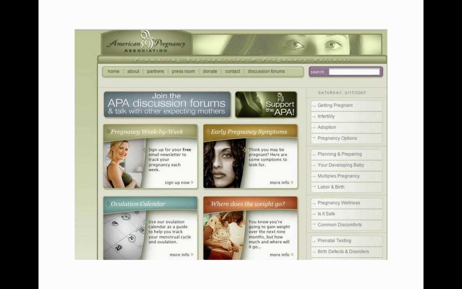Now, some of the information they'd both want might be the same. Early pregnancy symptoms, which you can see in this box here of the 4 rectangular boxes, in the upper right-hand corner. Then pregnancy week by week, what to expect, a calendar for ovulation, and then where's the weight going to go. In 3 of these pictures, we've got women. One of them looks like she's really excited, one of them's measuring her belly, and one of them looks like possibly she's not thrilled.